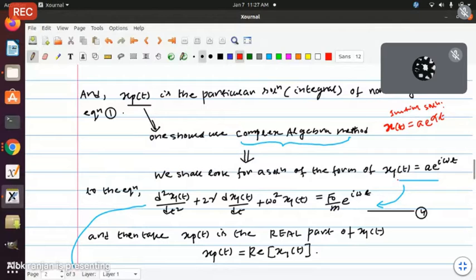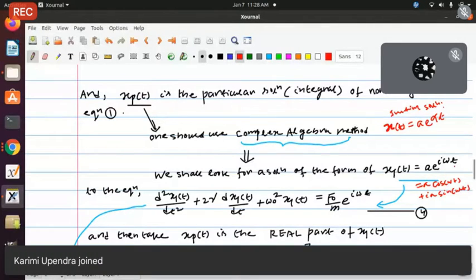So the simplest way is you substitute, or let's take, if you expand a e to the power i omega t, what will we get? We'll get a cosine omega t plus i a sine omega t. Okay, that is e to the power i omega t.